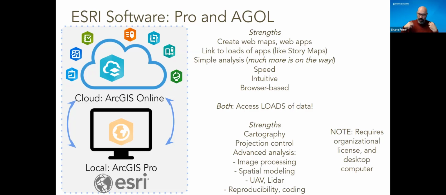You can do reproducible coding using Python, and it really gets you a lot of strength. Note though, it requires an organizational license and a Windows desktop computer. One of the big shortcomings of ArcGIS Pro is that it's only available on a Windows computer, and it has to run 64-bit Windows, which most computers are these days. But the important thing is Pro's only Windows, whereas AGOL can work on all those systems.